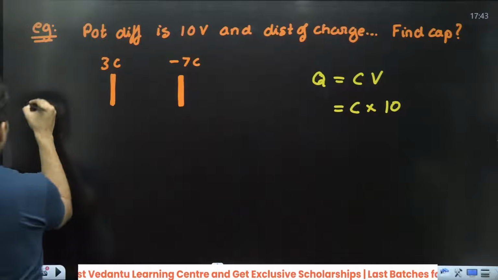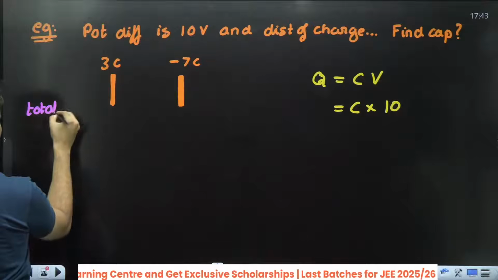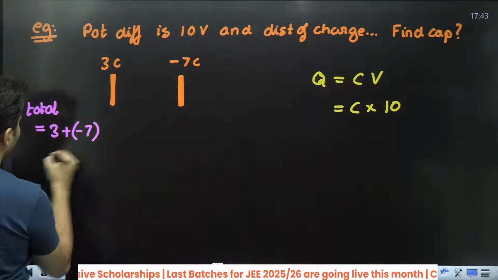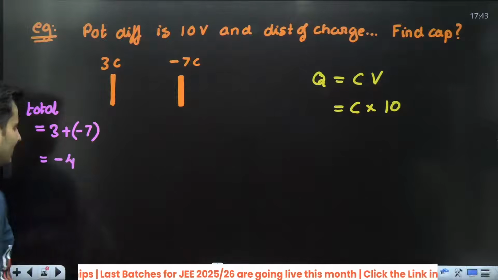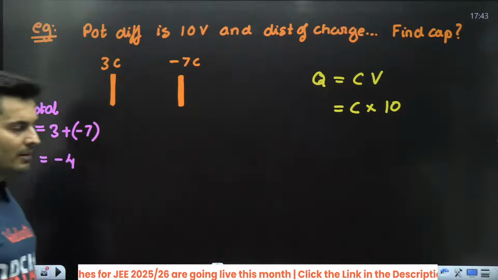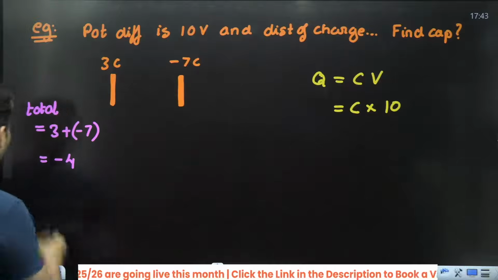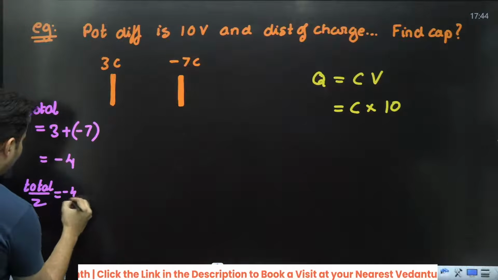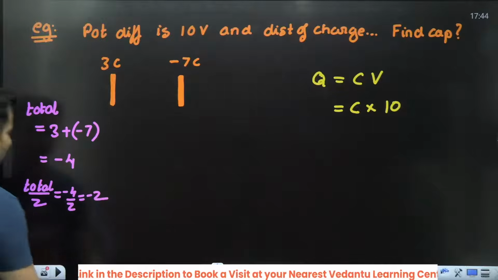What is the total charge? Just calculate it. It is nothing but 3 plus negative 7, which is nothing but minus 4. Is that right? Everybody with me? Now, find the total charge divided by 2, which is minus 4 divided by 2, which is basically minus 2.